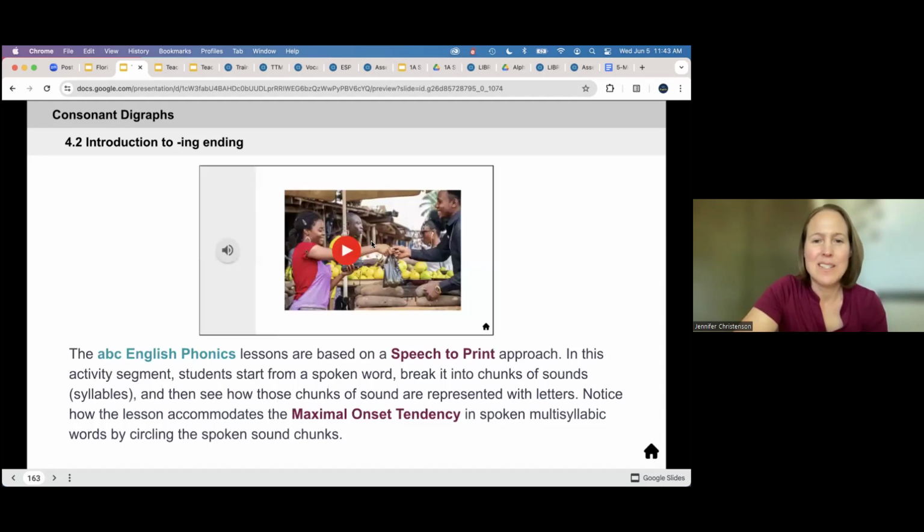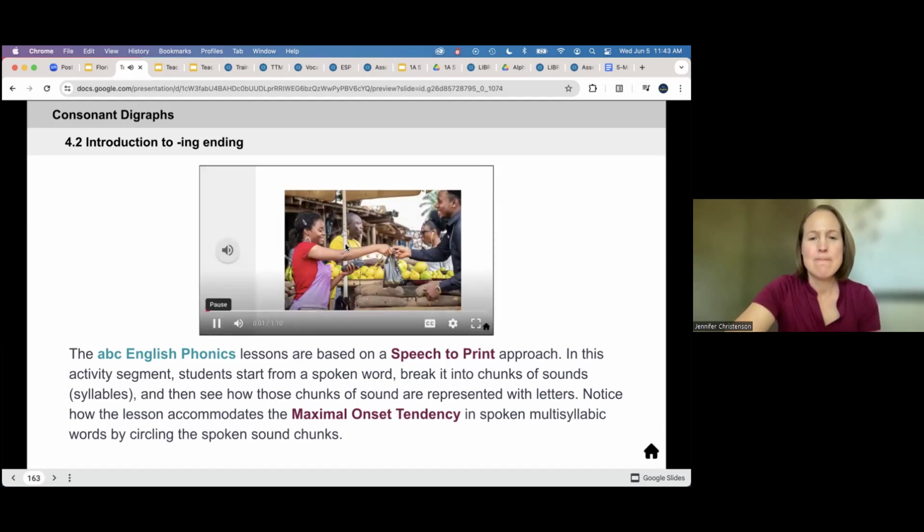And within the lessons, you'll notice that we're using a speech-to-print approach. So first we're talking about a word and what it means. Next we're thinking about how to break it up into parts. And then after that, we're seeing how the letters relate to the sounds. So here's one more example.